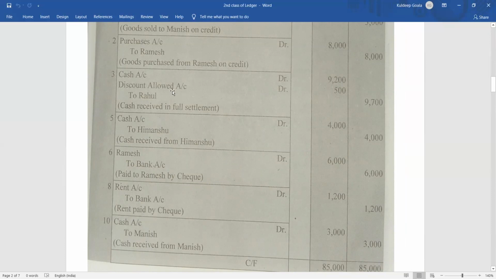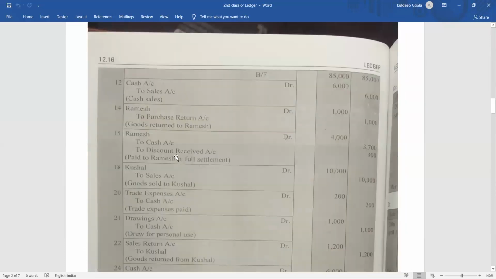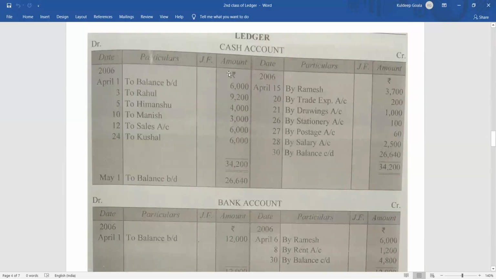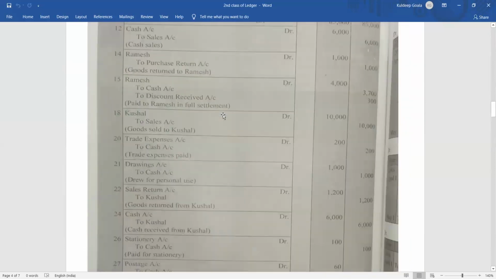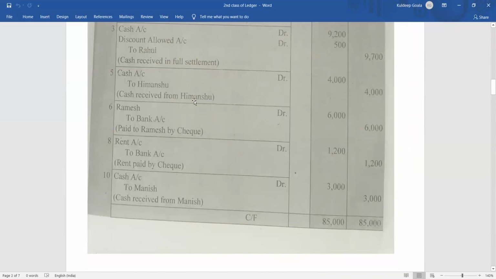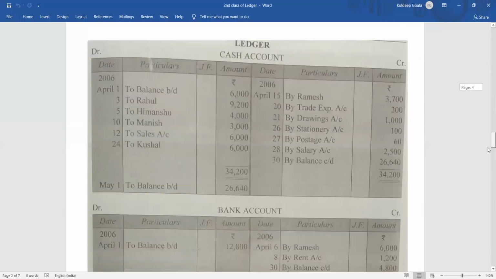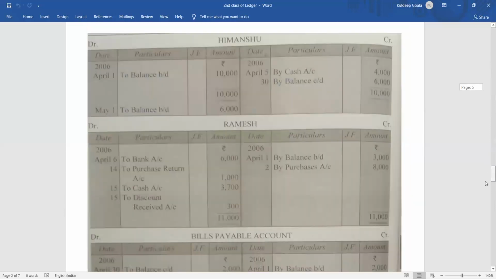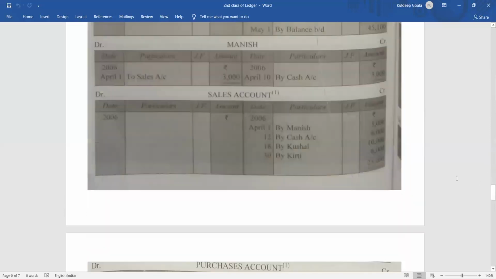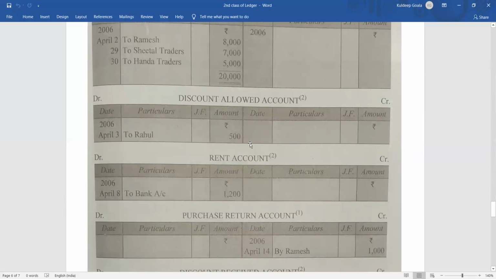Clear? So what will you do? First of all, the cash debit side. Go to the debit side of cash and write on the opposite side, to Rahul. You can see that on the cash debit side we have written to Rahul the cash amount 9,200. Then next, the discount allowed account. We don't have a discount allowed account, but we have to prepare it. So go to the discount allowed debit side and write to Rahul 500.